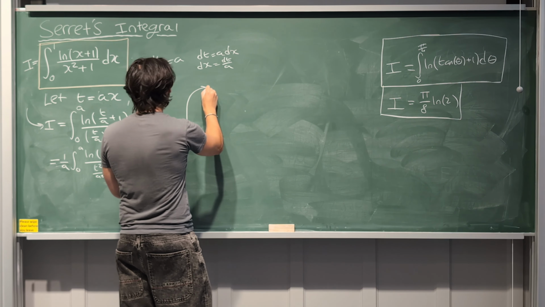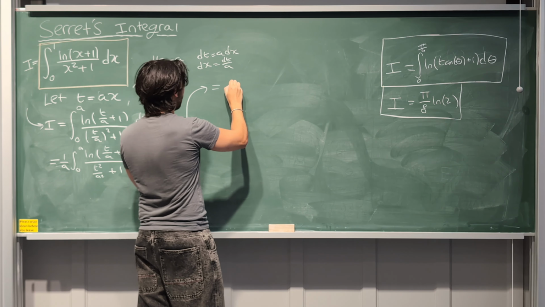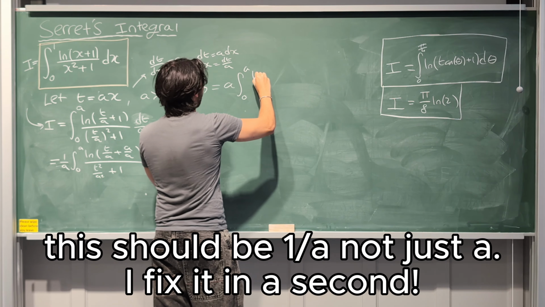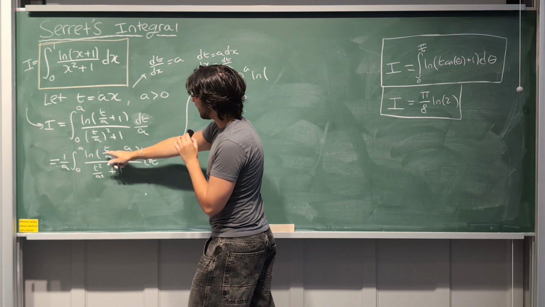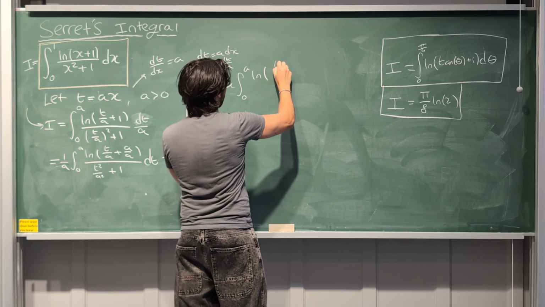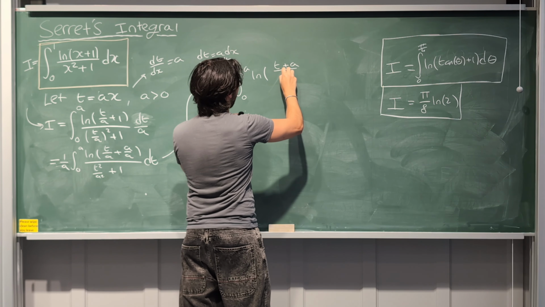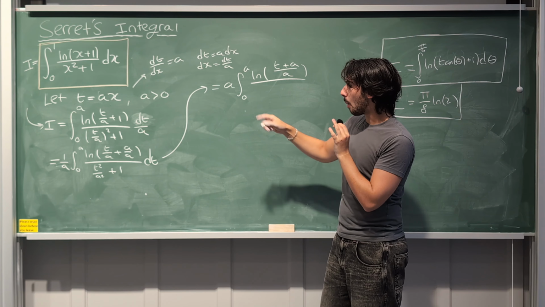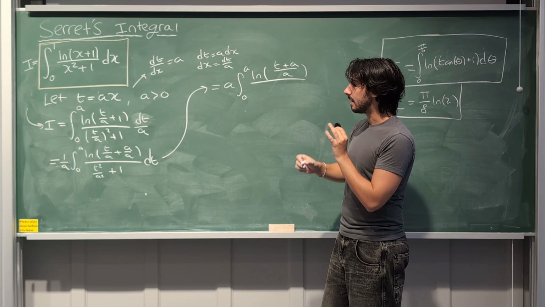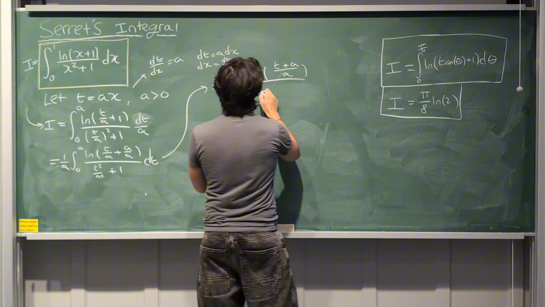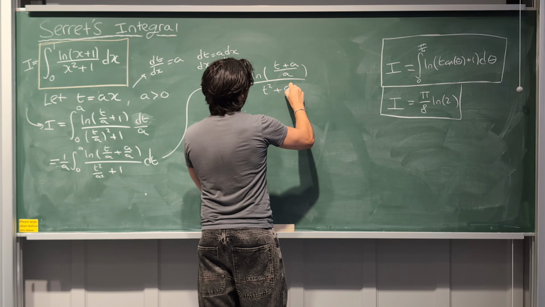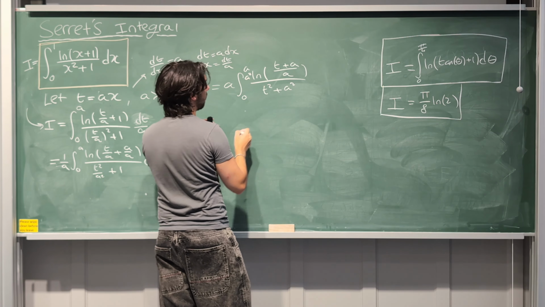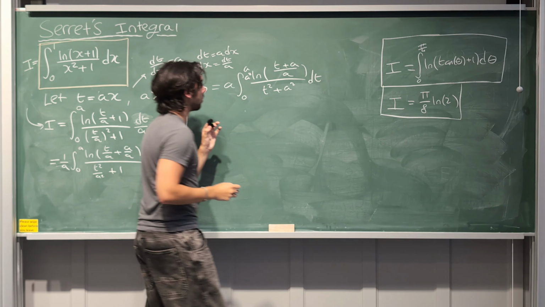Let's go up here. And then this is going to be equal to a times the integral from 0 to a of the natural log of, and then here I'm going to do t plus a all over a, so one big fraction, t plus a over a divided by, and then I'm also going to multiply the top and the bottom of the main fraction by a squared. So I'm going to get t squared plus a squared on the denominator, and I'm also going to get an extra a squared up here, and then I've got a dt there too.